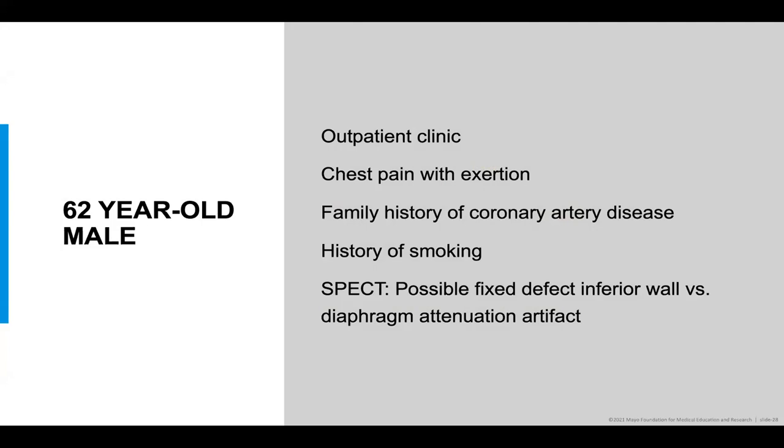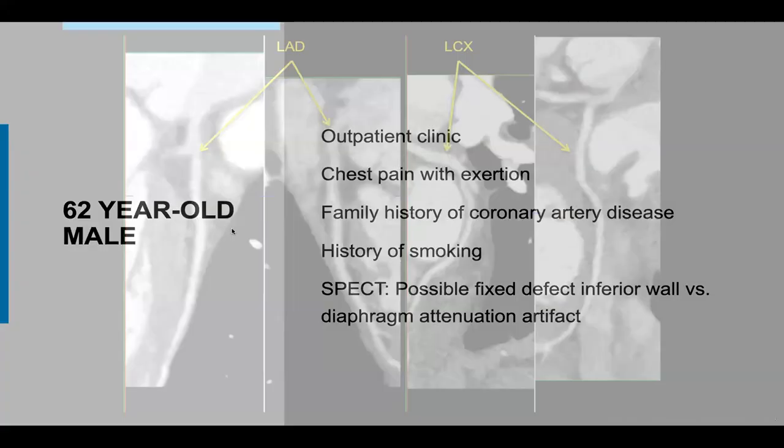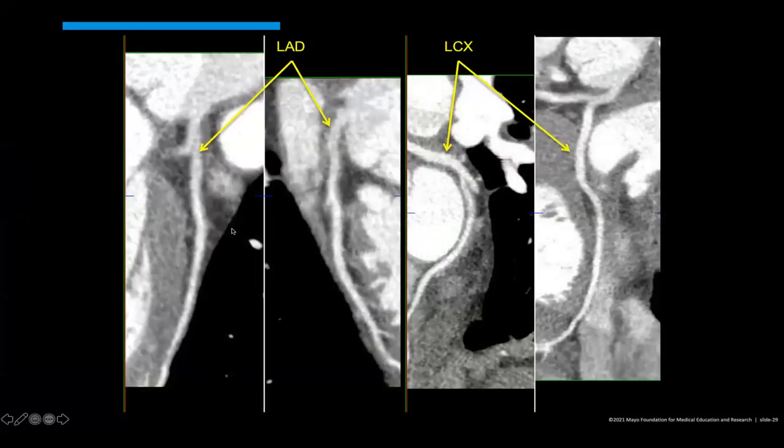Okay, so this is a 62-year-old outpatient, chest pain with exertion, family history of coronary artery disease, history of smoking, had a SPECT perfusion study that showed a possible fixed defect in the inferior wall versus attenuation artifact. And so we did a coronary CTA. What do you think? Is there coronary artery disease? Yes or no?